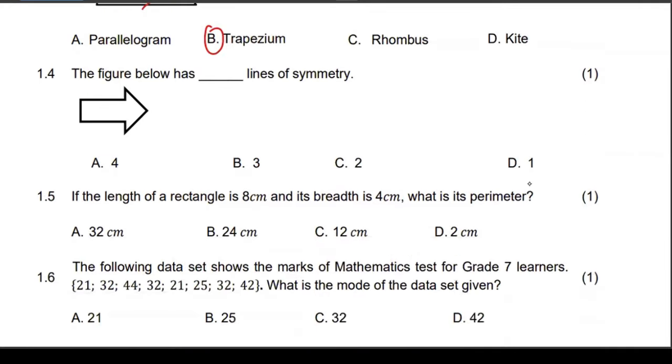And then 1.4, how many lines of symmetry can we get here? Remember, a line of symmetry is more like a mirror line. How many mirror lines can we have so that we get the exact same shape on the other side? So it's basically one line of symmetry. I'll go with option D, because the bottom part looks like the top part. You cannot say that you're dividing it here, because this side is not going to look the same as that.